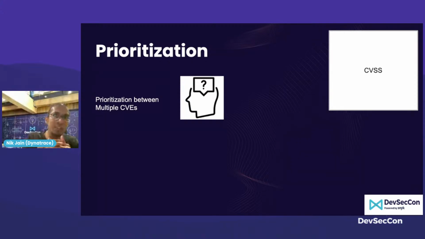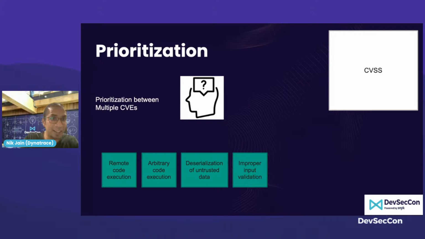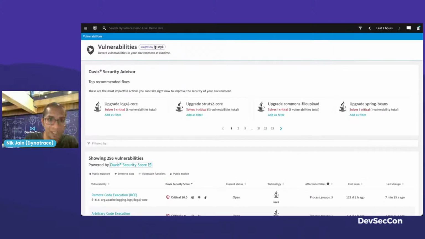And the second problem is the creation of lots of false positives. Because even if there is a dormant directory sitting with vulnerable code that is not a part of your application at runtime, your CVSS scoring systems assume that is a serious problem. So I want to expose some examples of CVEs. Remote code execution is one such CVE, arbitrary code execution, deserialization of untrusted data, improper input validation, and all the different types of attacks that come our way.